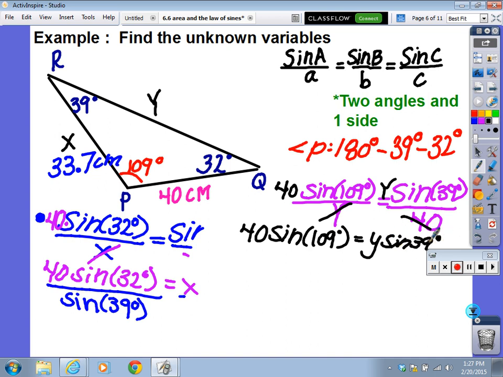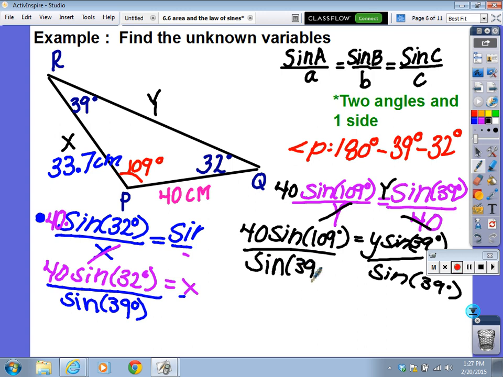So now how do I get y alone? You divide by sine of 39 degrees. So now y is all by itself. Those sines divided out. So what's y? 60.1 centimeters. Did we find the whole triangle? Yes. Could we find the area? Yes.